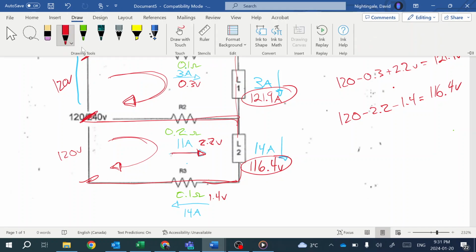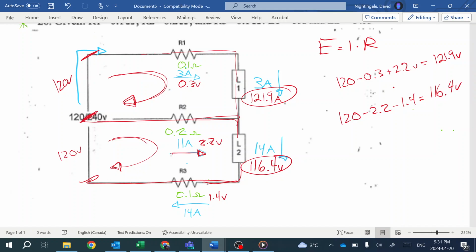So I'm going to switch over my color to green. Now keep in mind that the resistance never changes. It's fixed, it's engineered into the load itself. And so unless it's a rheostat or a potentiometer or something, that resistance does not change. So let's figure out the resistance of our loads.